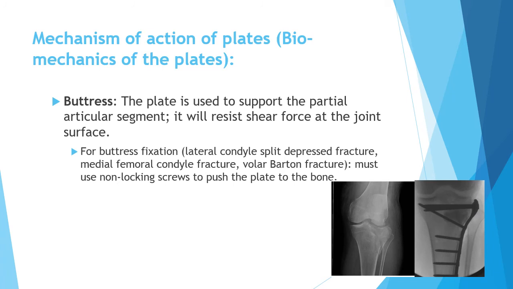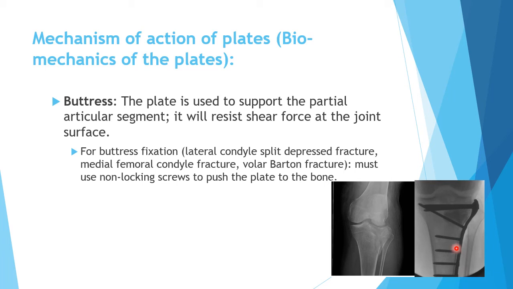Another commonly used mechanism of action of the plate is a buttress plate. A buttress plate is used for partial articular fractures to prevent shear forces across the joint. This is an X-ray of a lateral tibial condyle fracture. This is a partial articular fracture, as you can see here, and this plate is used as a buttress. What does buttress mean? It means that the plate will be pushed tightly against the bone at this border, and this will prevent shear forces on this segment going this way.